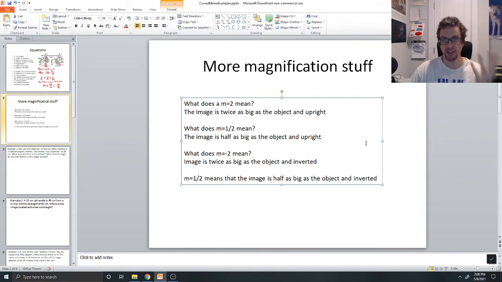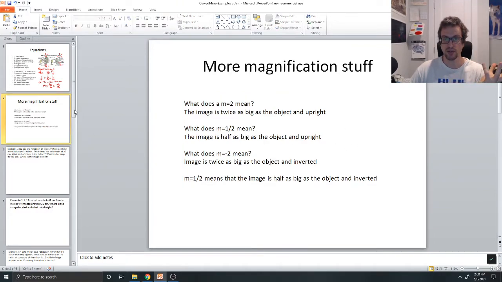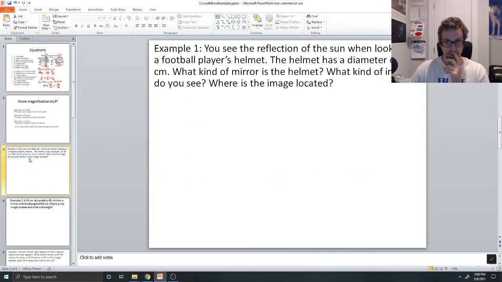We have to have some way of thinking about when we flip images upside down, because we know that mirrors do produce upside down images. All right, so let's do some examples here.